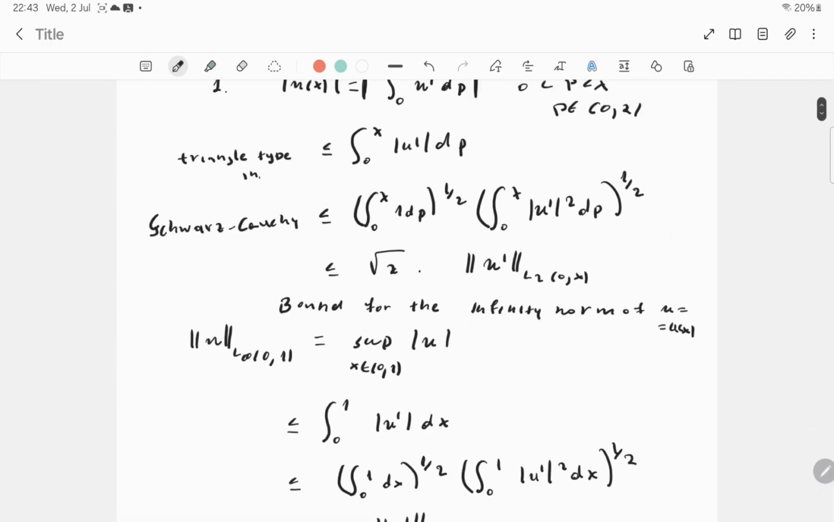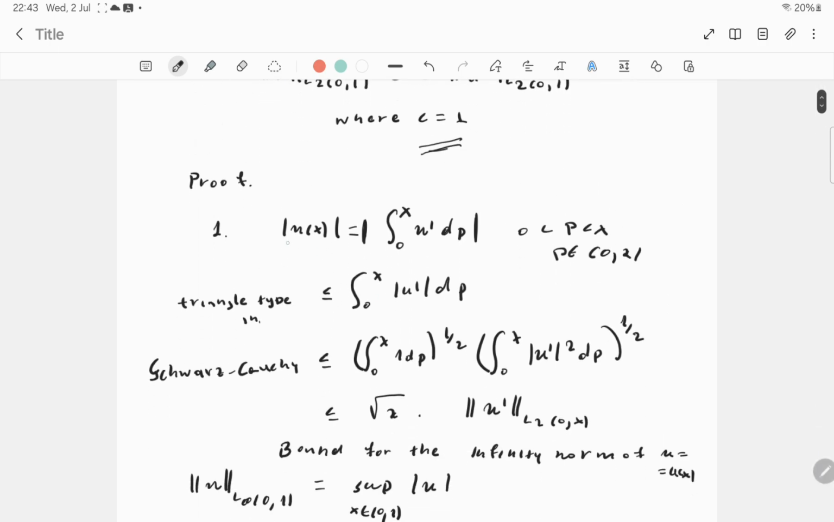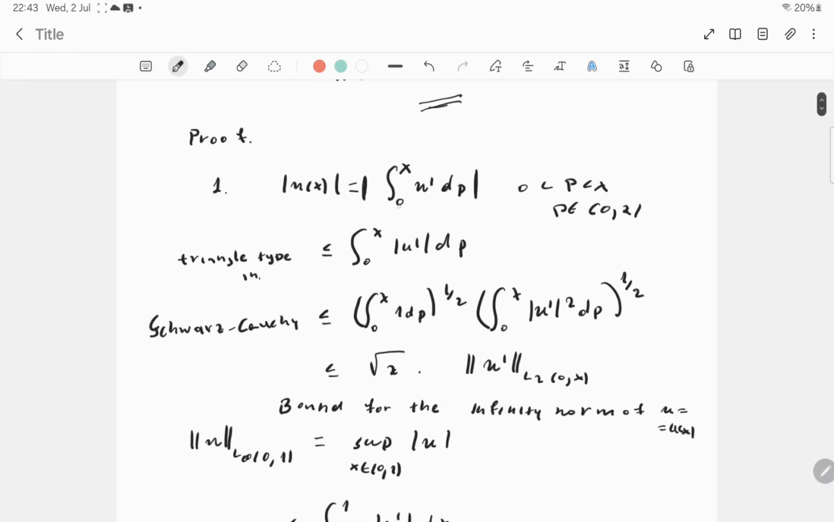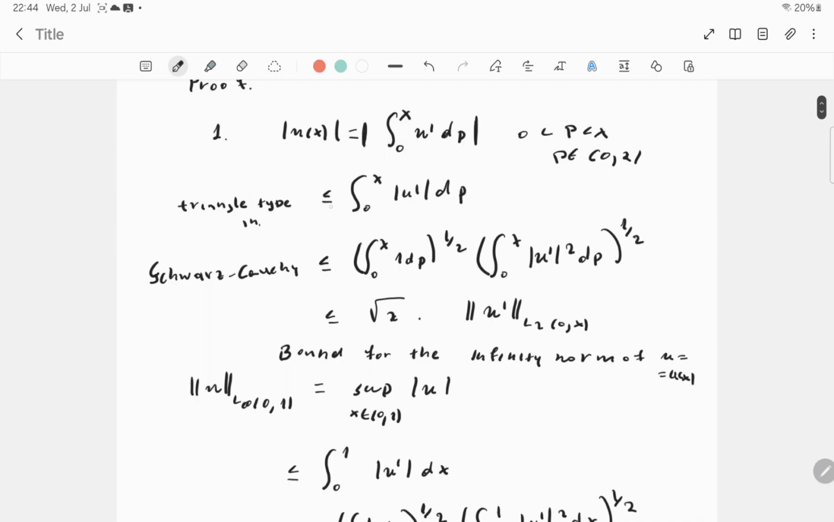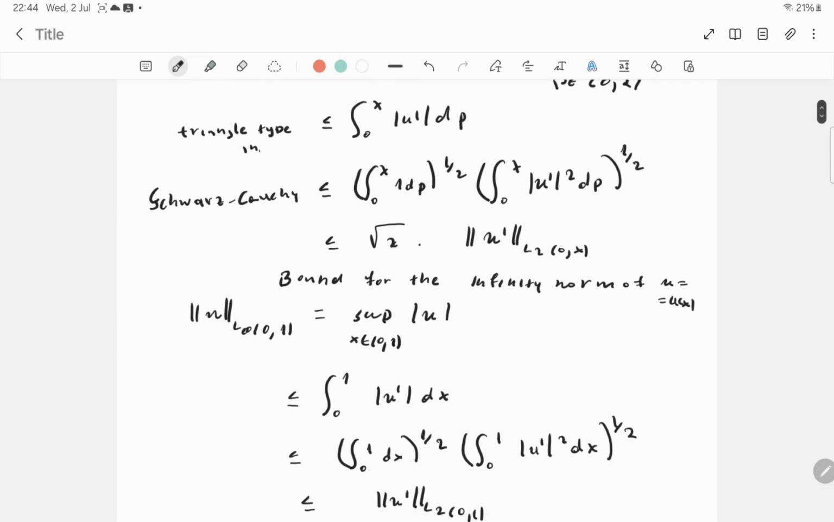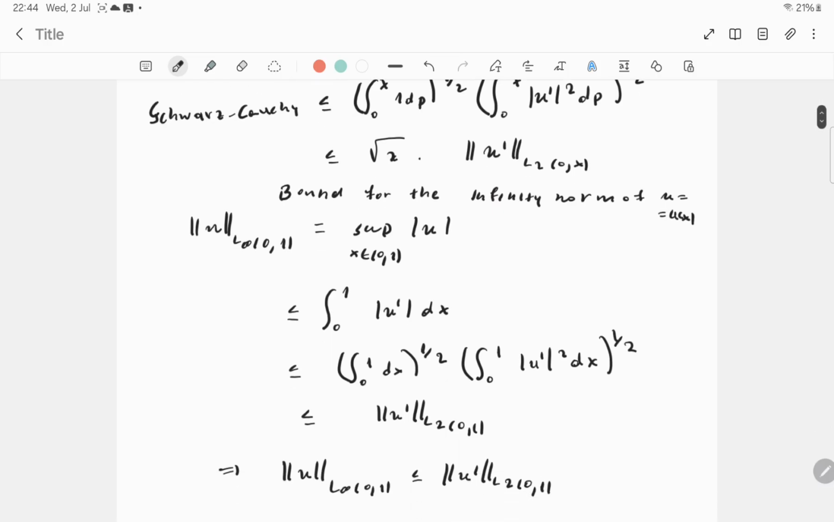So let's recap the steps. First, we use the fundamental theorem of calculus. We have the absolute value of the function u, and that's the integral from 0 to x of u prime. We use the triangle inequality, so it's going to be the integral from 0 to x of the absolute value of the derivative. And then we use the Cauchy-Schwarz inequality, and we obtain the product of these two terms, square root of x times the L2 norm of the derivative of the function.